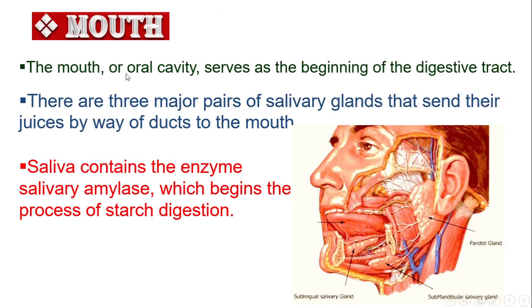Mouth. The mouth, or oral cavity, serves as the beginning of the digestive tract. There are three major pairs of salivary glands that send their juices by way of ducts to the mouth. Saliva contains the enzyme salivary amylase, which begins the process of starch digestion. So the digestion is done first by salivary amylase.